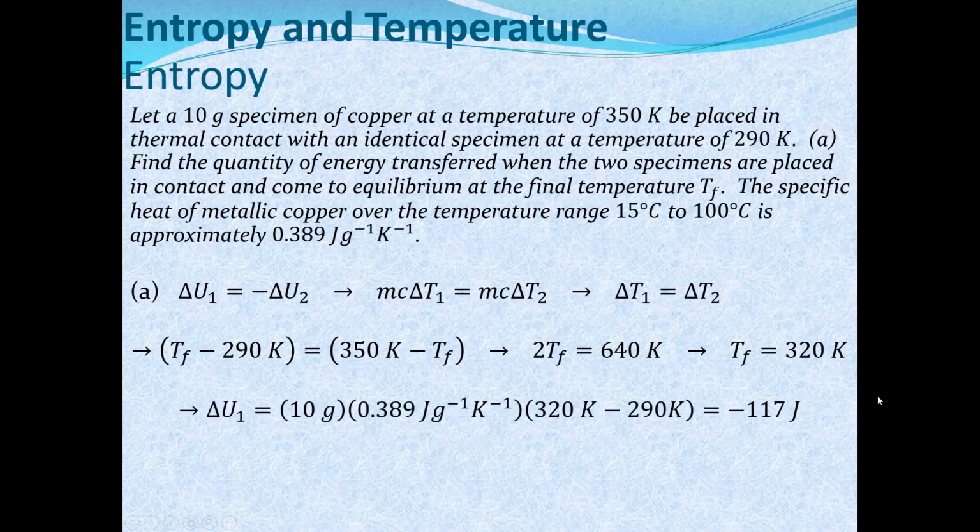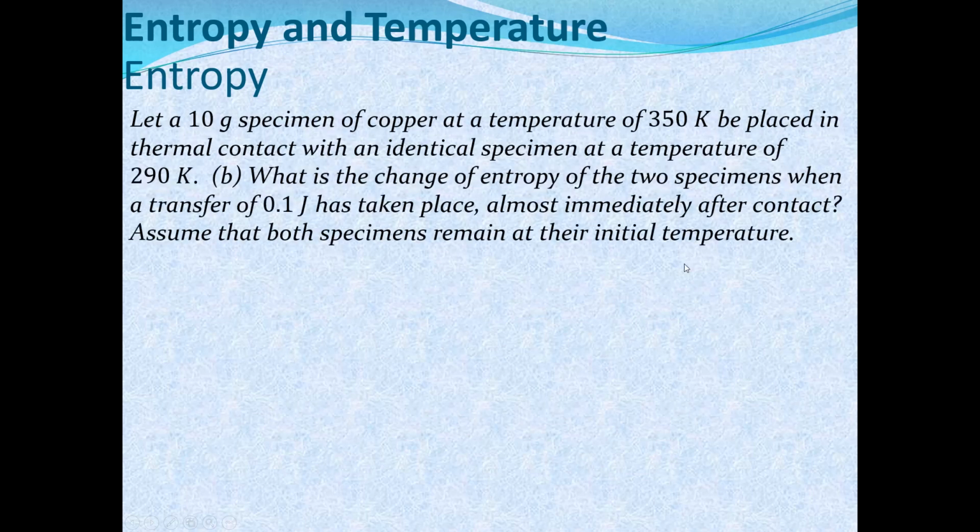Once we get that the final temperature is 320, we can go back to our equation for the change in energy and figure out that system 1 is going to end up losing 117 joules, which means system 2 is going to gain 117 joules. Here's the next part. You can pause the video, work on this yourself, and we'll go over it in a second.